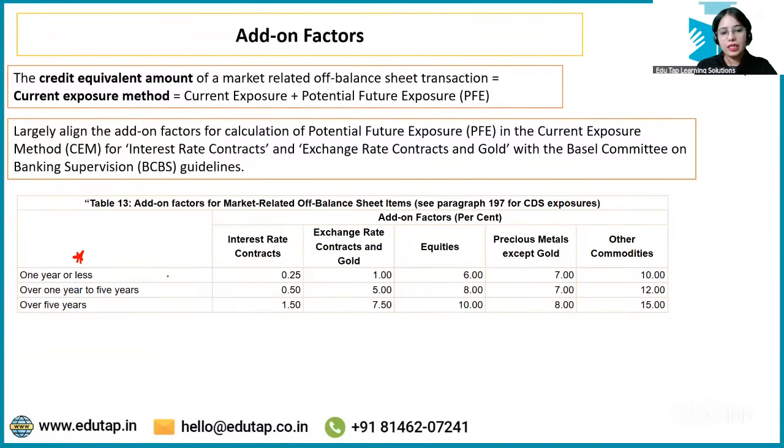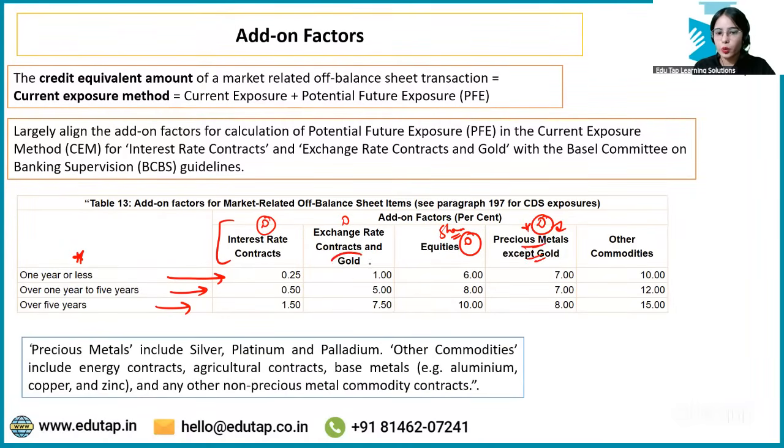So for 1 year or less, these are the add-on factors. Over 1 year to 5 years, these are the add-on factors. Over 5 years, these are the add-on factors. What you have to remember is, first of all, interest rate derivative contracts, exchange rate derivative contracts, gold, and equities, the shares for which derivative contracts are being signed. Precious metals, except gold, means silver, platinum, palladium. Other commodities means energy contracts, agricultural contracts, base metals, any other non-precious metal commodity contracts.